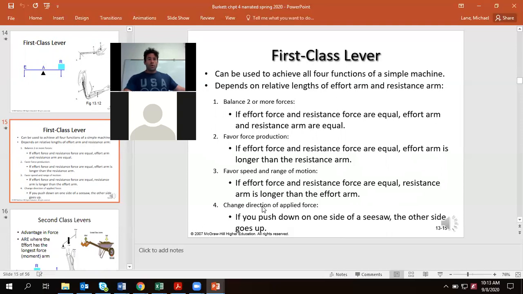So when we say the four functions, balance of two or more forces, AKA just keeping yourself in a fixed position. Favor force production, that's going to be like using a shovel, where the axis of the shovel is the blade on the ground, and your force arm is really long compared to the blade of the shovel at the end. Favor speed and range of motion, an example of that would be something where you're effectively giving yourself a greater amount of length for the resistance side. And then change direction, exactly when you think about that seesaw. You push down on one side, it lifts up on the other.